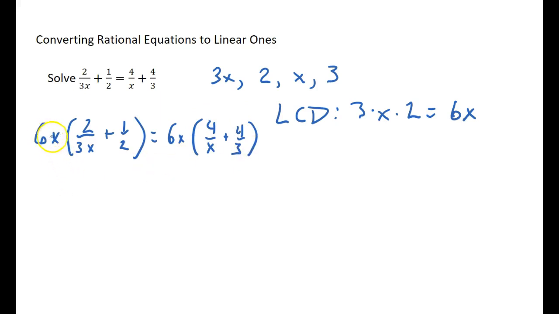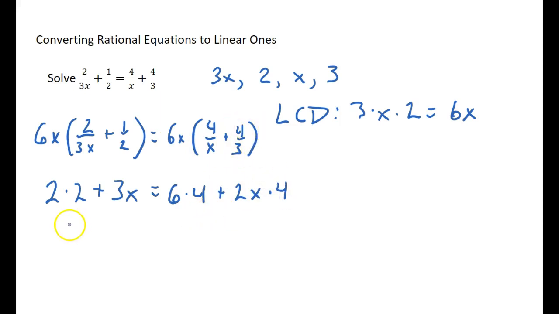So 6x times 2 over 3x. Okay, 3x goes into 6x 2 times. And 6x times 1/2 is 3x. Over here, x goes into 6x 6 times. And 4 over 3 times 6x, well, 3 goes into 6x 2x times. And I have that times that 4 right there.